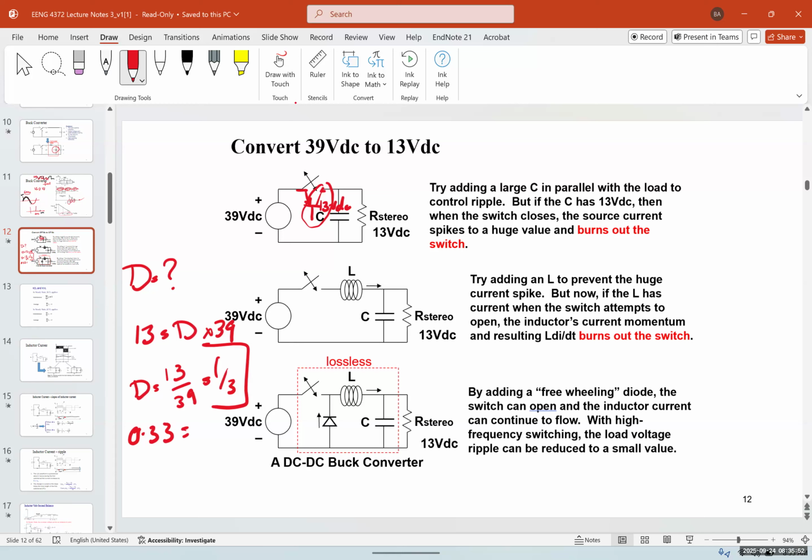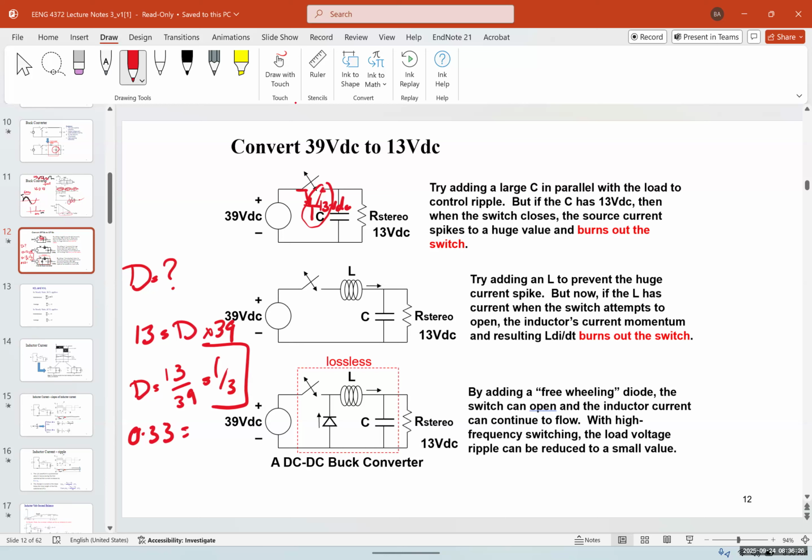So when the switch is open, if we don't have an inductor, the capacitor is going to burn out the switch. When the switch is closed and we want to open it, the inductor now is going to burn out the switch. To solve this problem, we add another component, the diode, which acts like a freewheeling diode. So the switch can be opened and the inductor current can continue to flow.